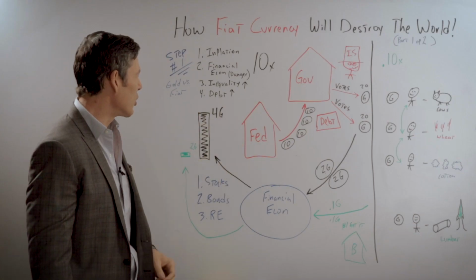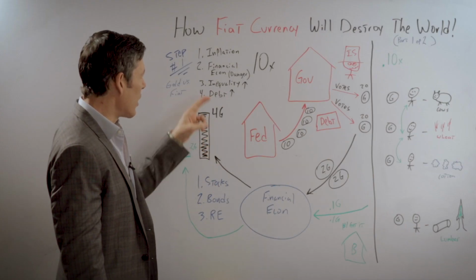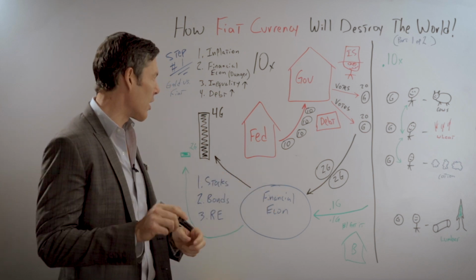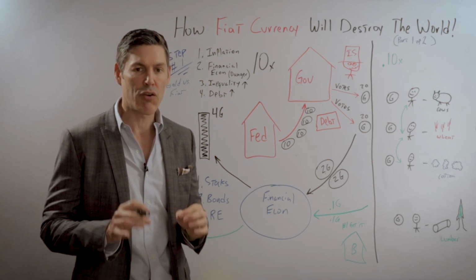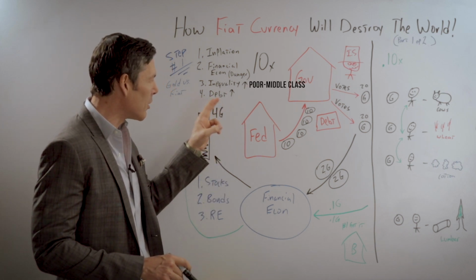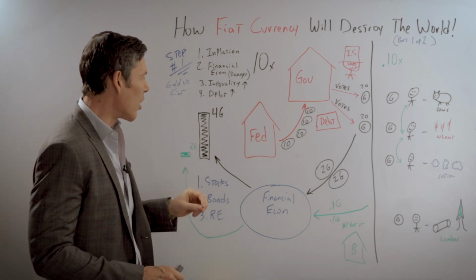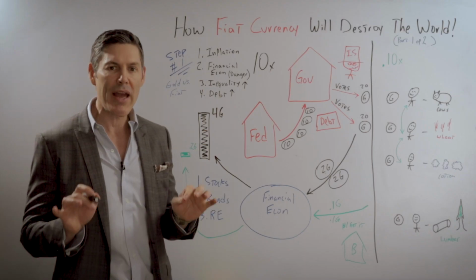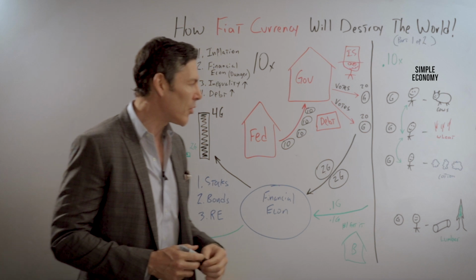Step number 1, the gold standard versus fiat currency. We all know that a fiat currency creates inflation, a huge financial economy that can endanger the real economy, wealth inequality. And when I'm talking about this, I'm not talking about the rich getting richer. That is totally fine. What I am talking about is making sure that the poor and middle class are getting richer as well. And debt. We all know that debt in a fiat currency system goes through the roof. But why is that? To get our minds around this, let's take it right back to a very simple economy.